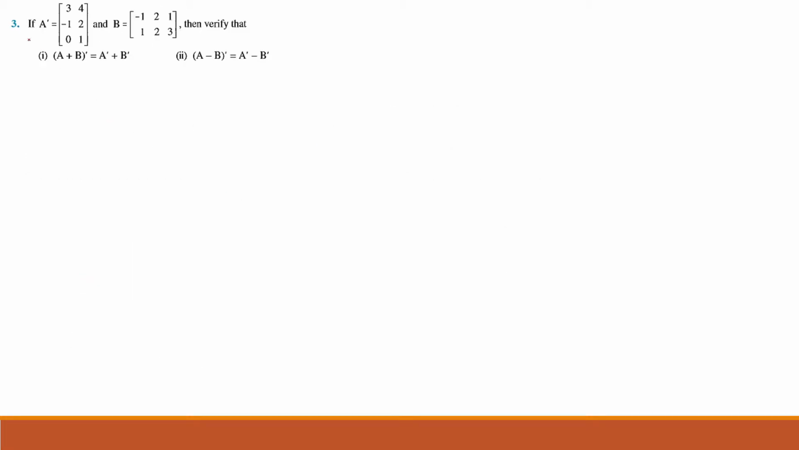Moving to the third problem, here we have given A dash or A transpose and we have given a matrix B, and again we have to verify what we verified in problem 2. So solving the first question, A plus B the whole transpose is equal to A transpose plus B transpose.